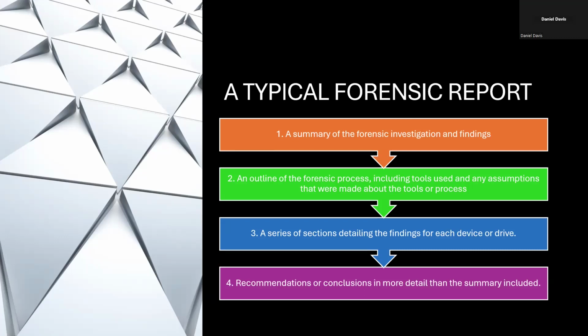So let's talk about some typical report components. Summary. This is a high-level overview of the forensic investigation and its findings. Up next, we may have something like a process outline. This will be a description of the tools used and the methodologies. A third component would be findings. Detailed findings for each device or drive analyzed. We want to ensure that our conclusions are accurate and well supported by evidence.